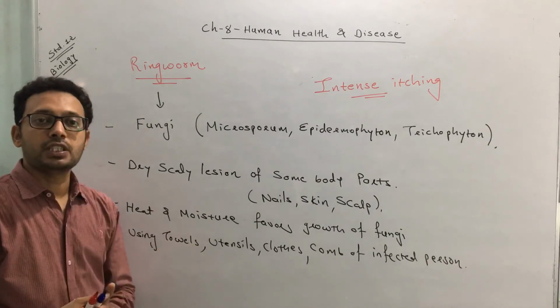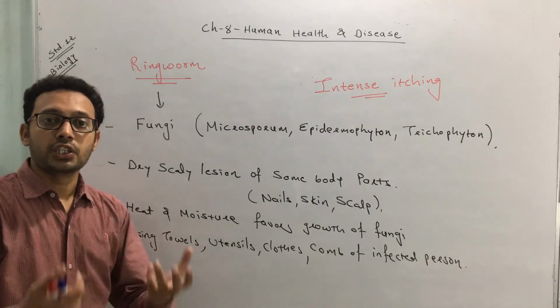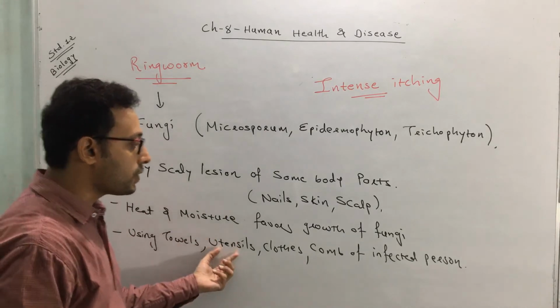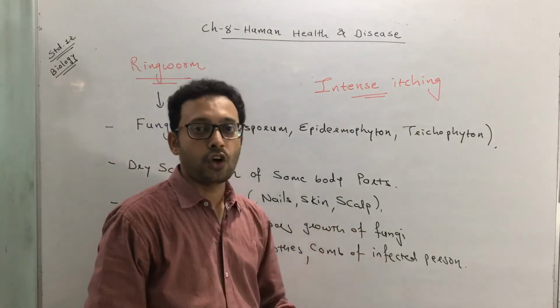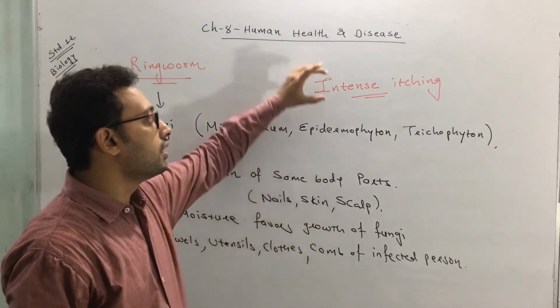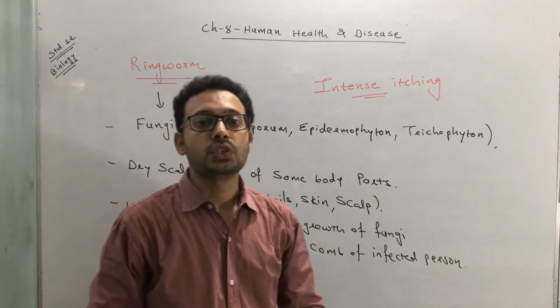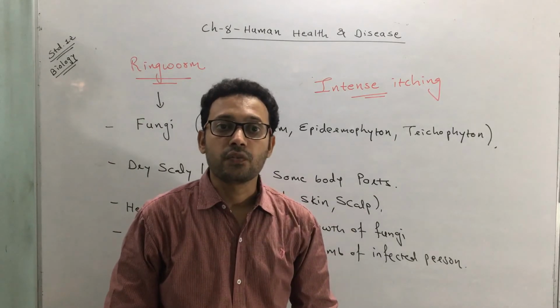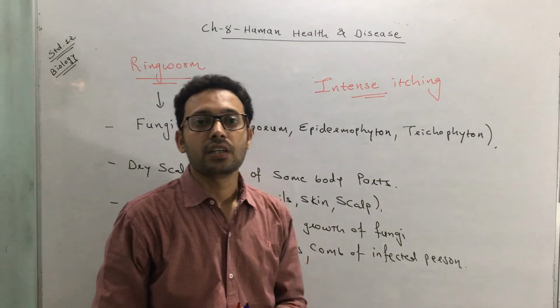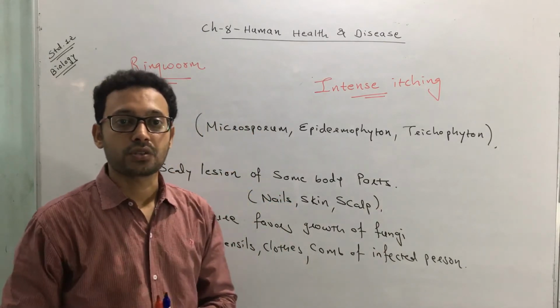It also spreads through the use of things of the infected person, like towels, utensils, clothes and the comb of the infected person. This spreads the disease. Next, the sign is usually intense itching in whichever area gets affected. Okay, so this is ringworm, a fungal infection.